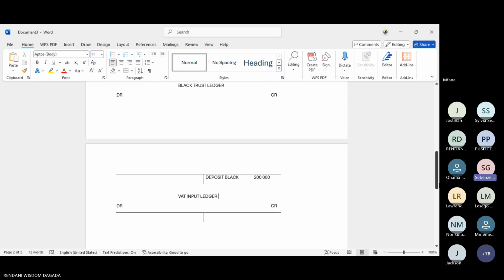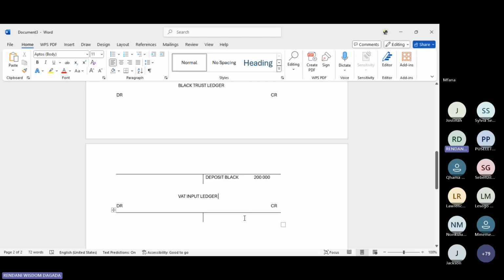Can I ask, in the exam, for exam purposes, if I just write VAT, would I be marked wrong? Do I have to specify that it's VAT input or VAT output? Yes, you need to specify in the ledger, because there are two types. VAT output is always there, while VAT input is the one that is not always there. But if they are there together, you need to put them as input and output. If input is not there, it's fine. You can just write VAT. Okay, thank you.